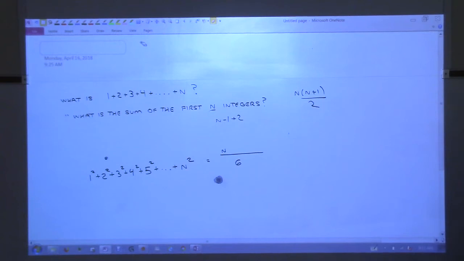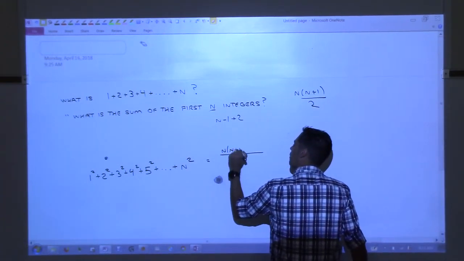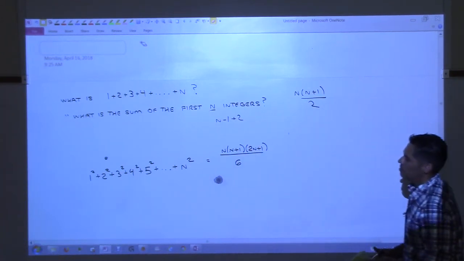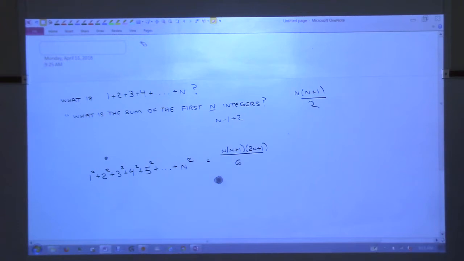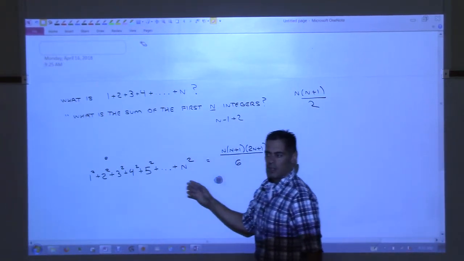Yeah, okay. That's what I thought. n times n plus 1 times 2n plus 1, over 6. So that's the sum of the squares of the first n integers. It's going to be that formula.